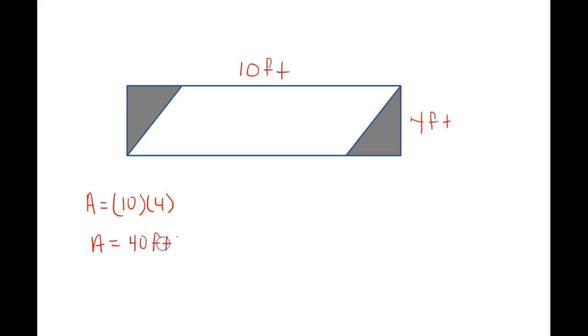All right, here, let's say I want to find the area of the shaded region this time. If you notice, you have a parallelogram inside of a rectangle. So let's find the area of the rectangle first. Let's say the base of this entire rectangle is 10 feet, and the height here is 4 feet. So the area of the rectangle is base times height. So the area of that large rectangle is 40 feet squared.